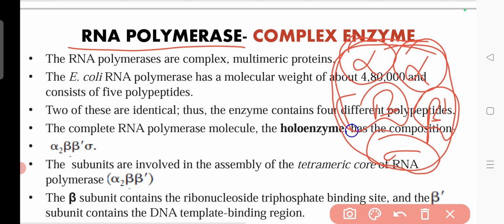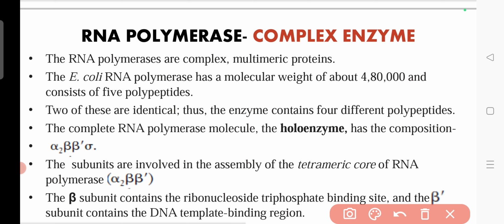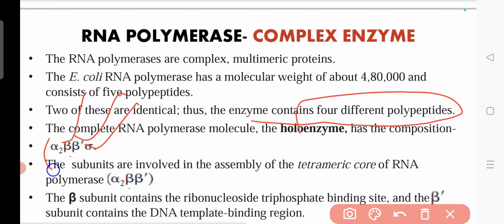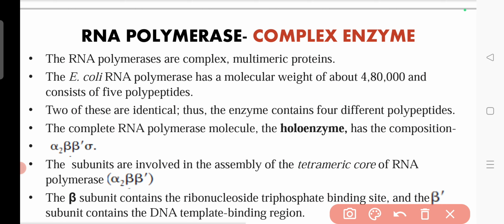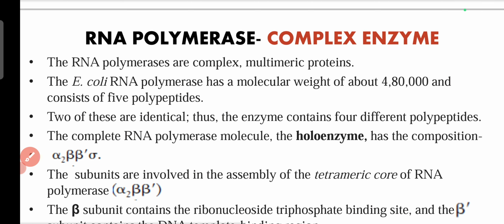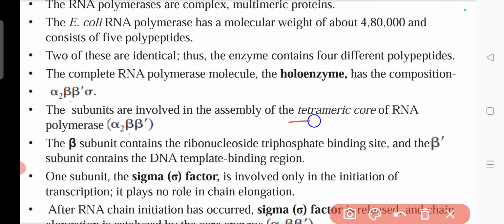Together they constitute the complete RNA polymerase enzyme, which is known as the holoenzyme. The complete enzyme has a composition of alpha two, beta, beta dash, plus sigma. That's why we say this enzyme contains four different polypeptides: one is sigma factor, one is beta dash, one is beta, and two identical molecules of alpha. This assembly is known as the tetrameric core or the core enzyme.